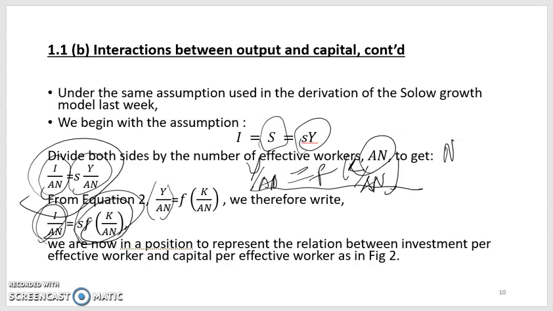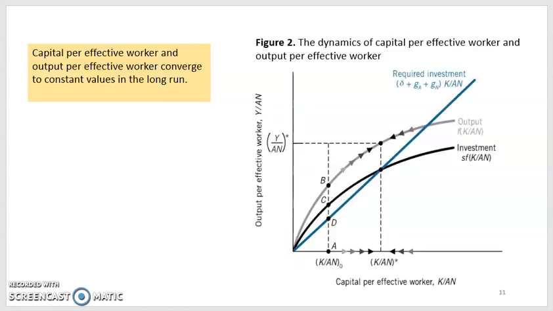We are now in a position to represent the relationship between investment per effective worker and capital per effective worker in a figure similar to that which we showed in the previous chapter. Again, just like before, we have a curve that represents the relation between investment per effective worker and capital per effective worker, a curve that represents output per effective worker and capital per effective worker, as well as the required investment, which we said before was basically depreciation, since investment equals depreciation.